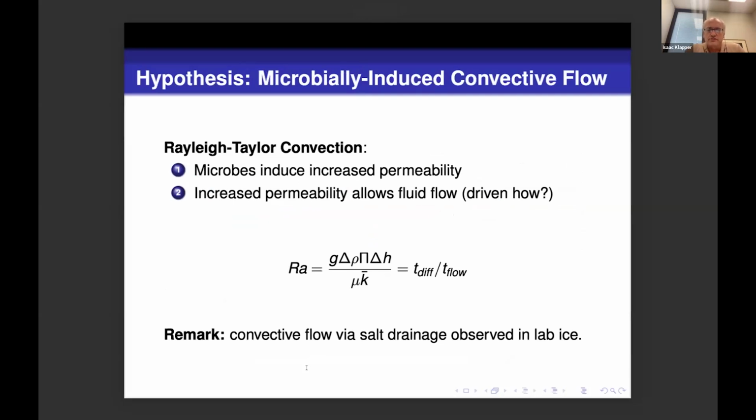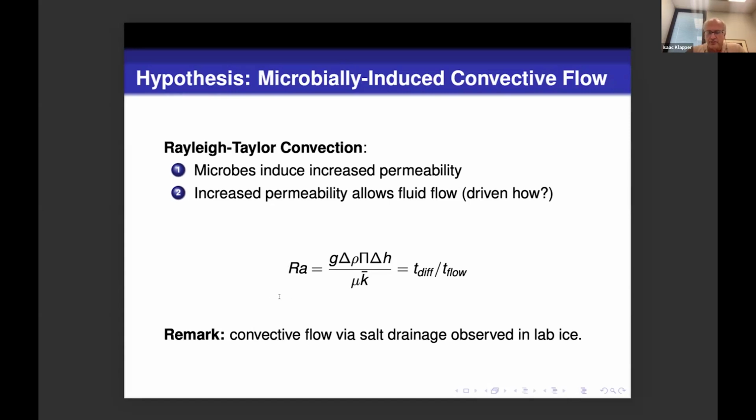Okay, so the third part, I guess, of all this is, you open up the permeability, but you still need to drive flow. So we piggybacked on what some other people, Worster and others, had been doing for decades now in the lab. I'll show a picture in a second. The idea was that you can get a Rayleigh-Taylor instability, which happens because you have heavier stuff above lighter stuff as you go down through the ice. The brine is more condensed higher up where it's colder, so it's more dense than below, and that can drive an instability.